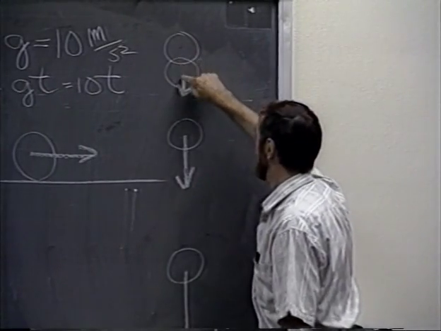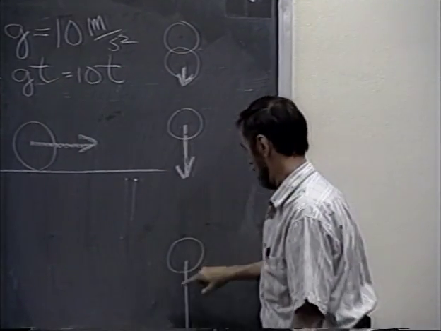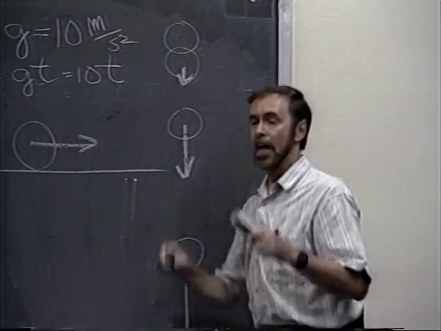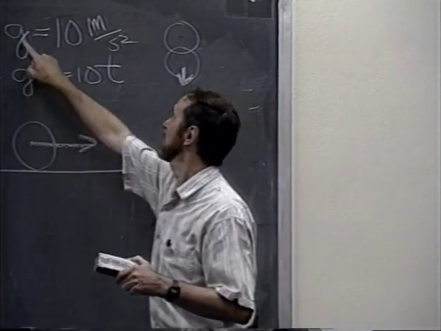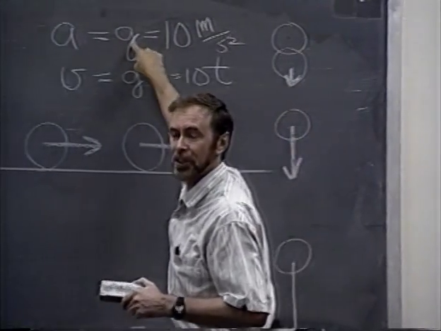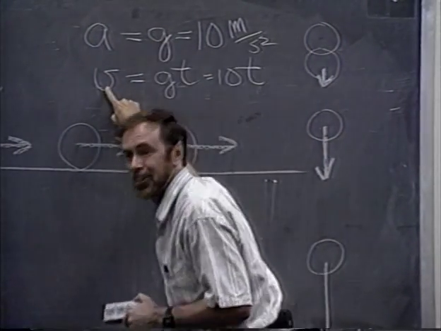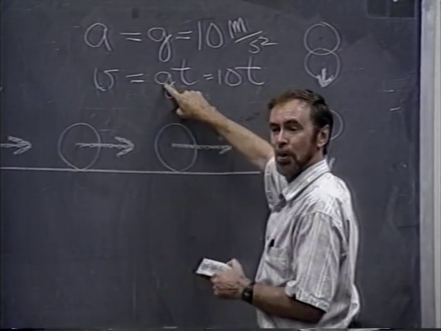I drop it, now it picks up. Picks up, picks up, picks up. And all we're saying is there's a relationship for how much it does pick up. It's simply G. And knowing how much it picks up then tells you how fast it's going. And that's just G multiplied by T.